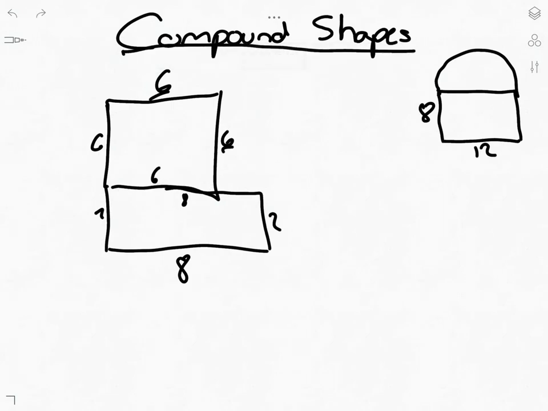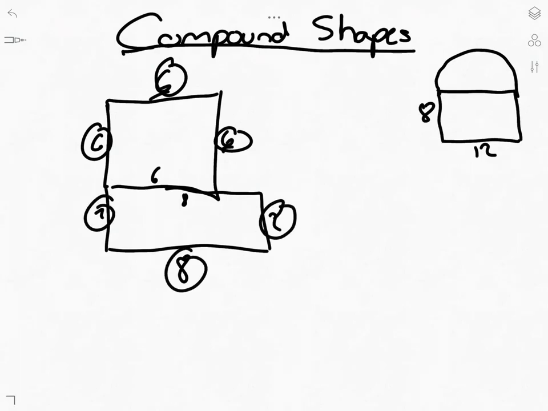So we need to figure out which edges we're going to use. We're going to use this edge, this one, this one, this one, this one, this one, and we need to find out this edge, which is just 8 take away 6, so this is 2. And they're the ones we're going to use, because they're the ones on the outside. So these two bits here we ignore. So we just add it up, 6 add 6 add 6 is 18, add 2 is 20, add 2, add 8 is 30, add 2. So the perimeter of that would be 32 centimetres.